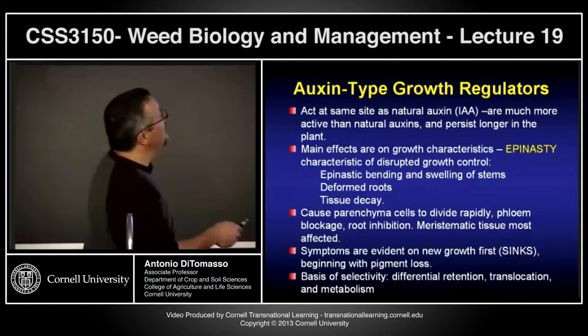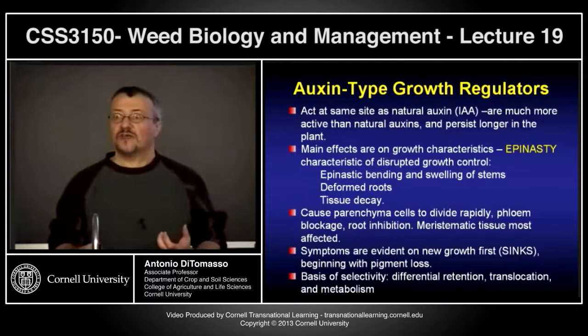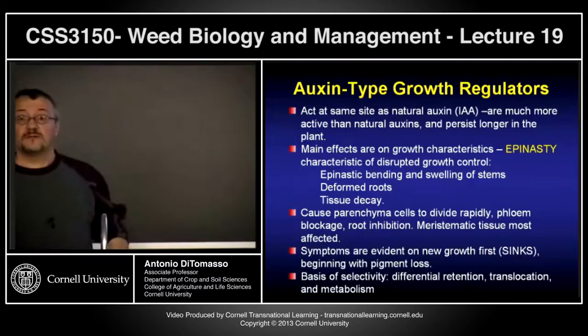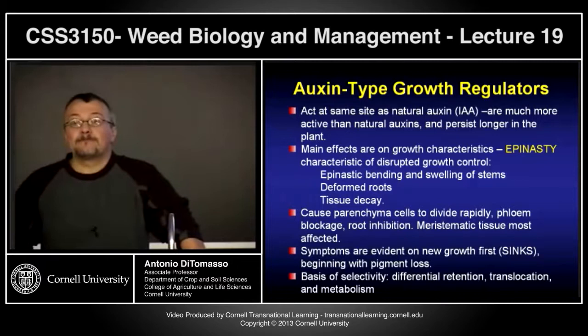And so what happens? The term we use is epinasty, the twisting and bending and curling of broadleaf weeds when these products are used. That is referred to as epinasty. You get the bending, swelling of stems, deformed roots afterwards, and finally tissue decay. Yes, Bob? Tony, would you say it's acting at the same site as the natural auxin, so it's happening at the meristems? It's usually at the meristematic levels.